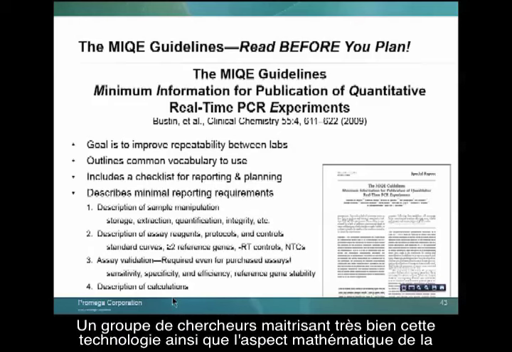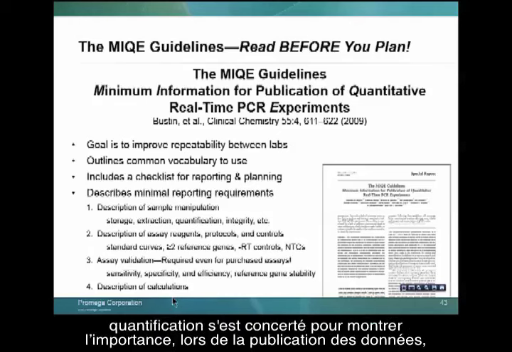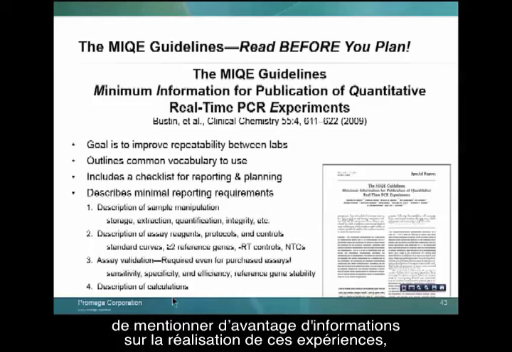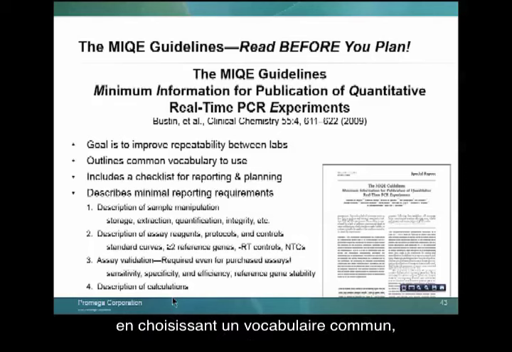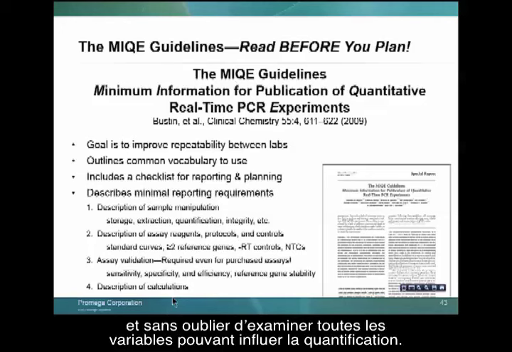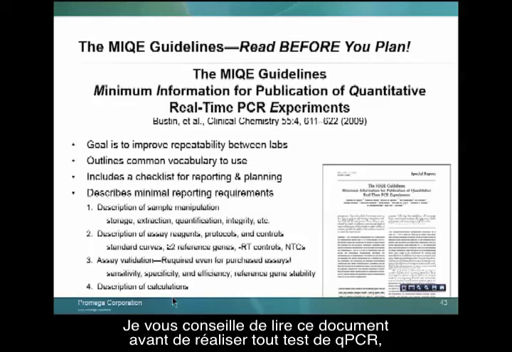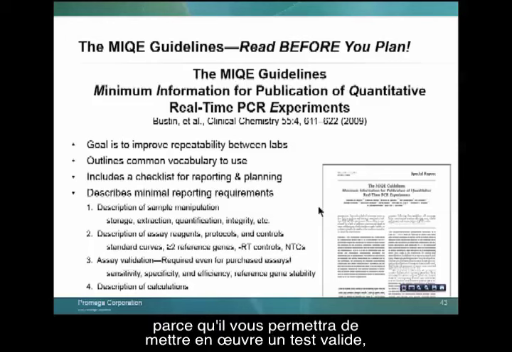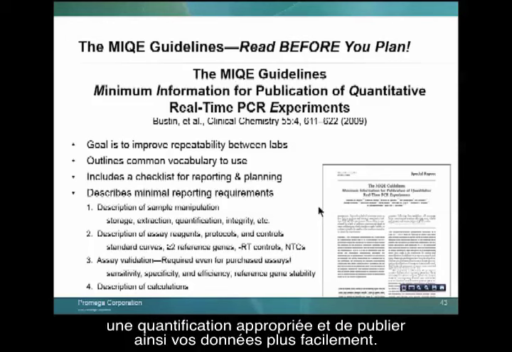There was a group of individuals who were very familiar with using this technology and the math around quantification, who got together to show that it's very important that we report our information more thoroughly about how these experiments are performed, and that we use a common vocabulary and look really at all of the variables that can affect our quantification. I would suggest that before you perform any qPCR assays, you look at this document, because it will make it much easier for you to perform a valid assay, appropriate quantification, and to publish your data.